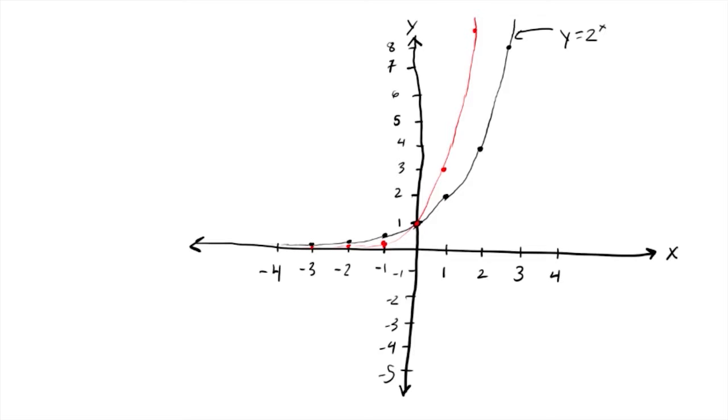Again, I'll do this in red. So here we have y equals 1.5 to the x. So at 0, again, it crosses at 1. At 1, we are at 1.5.